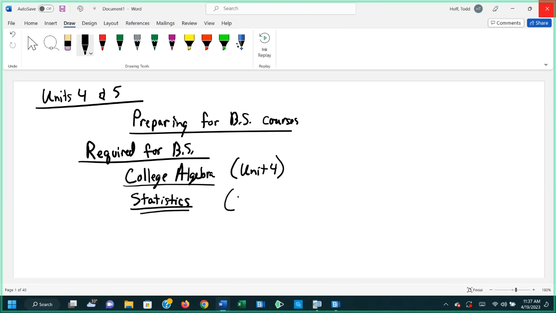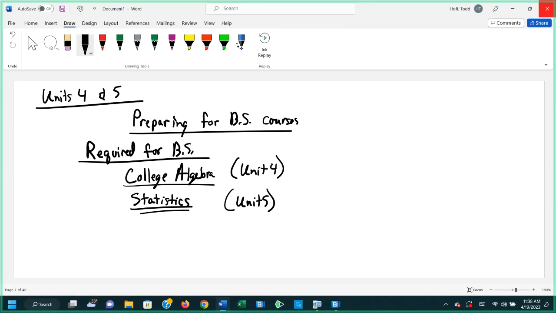And so that's what Unit 5 is going to be about, is the statistics. And statistics is vital for almost any degree. It's how you use information to answer questions or make decisions. We only have about 2.5 weeks for each of these units, so we're obviously not going to get terribly in depth.